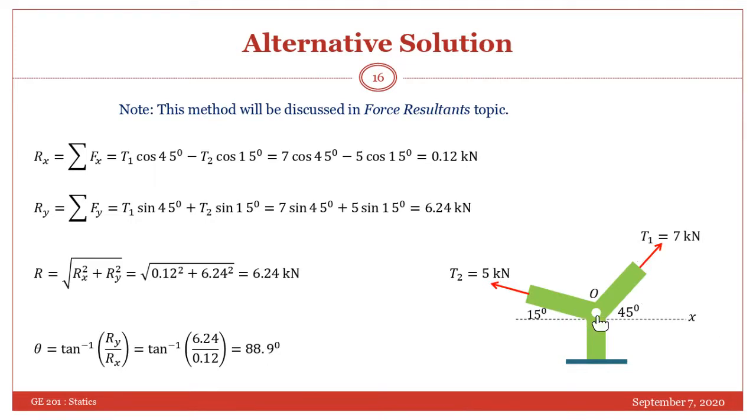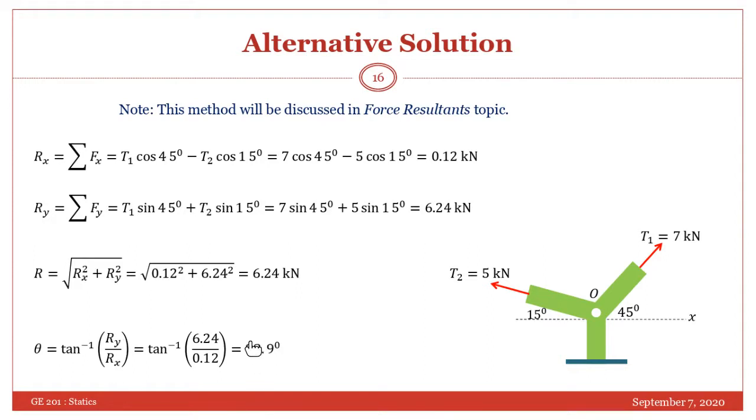So 7 cosine 45, 7 sine 45. Here it will be 5 cosine 15 and 5 sine 15. So add all the x components. T1 cosine 45, and because this direction here will be opposite, minus T2 cosine 15. Put the values, you'll get this. Similarly, Ry, both will be added up: T1 sine 45 plus T2 sine 15, this much. And the resultant R is equal to the square root of Rx squared plus Ry squared. And theta, as you know, is tan inverse of Ry over Rx. So you will get this.